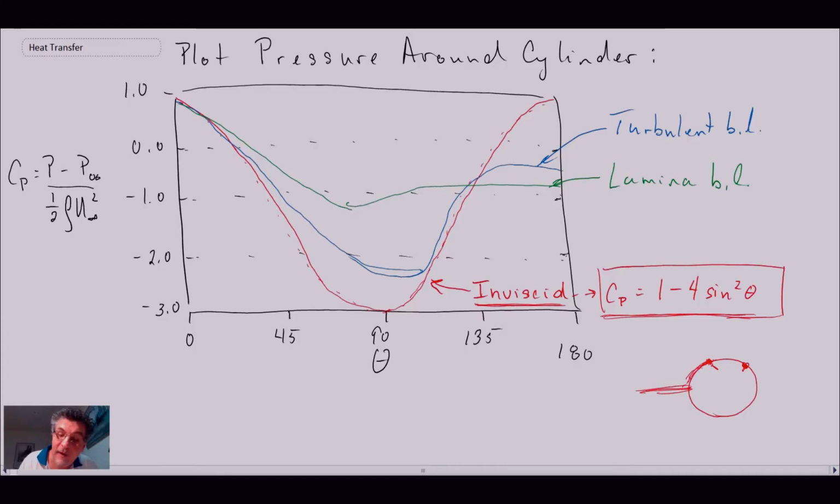And what we can see is that the turbulent boundary layer has a very different pressure distribution from the laminar, the laminar boundary layer. So just by looking at the pressure distributions alone, we know that there's something different going on. Let's take a quick look at a schematic in terms of what this might look like. So if we have the laminar boundary layer, let me just sketch a cylinder here. So this would be the case of a laminar boundary layer.